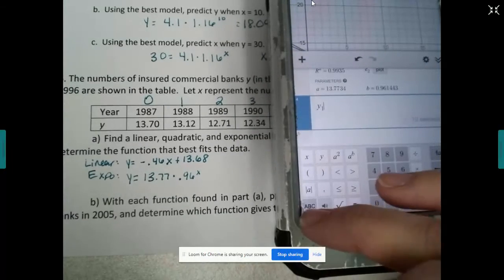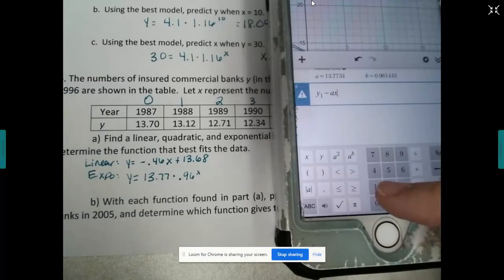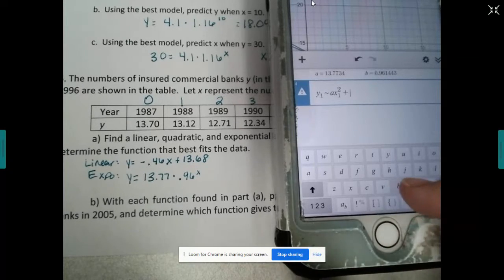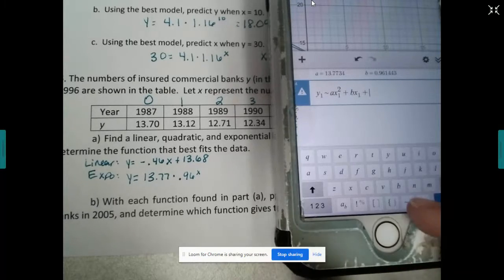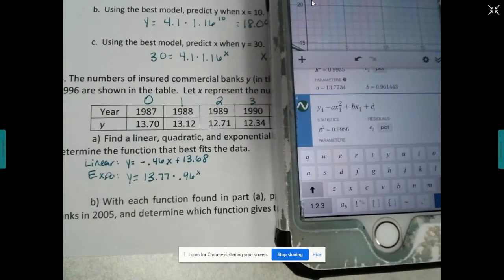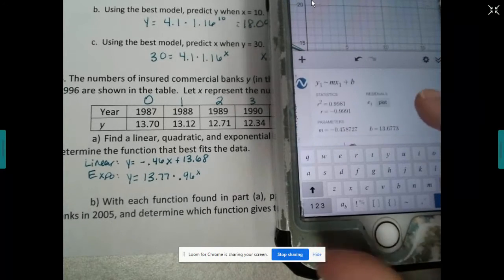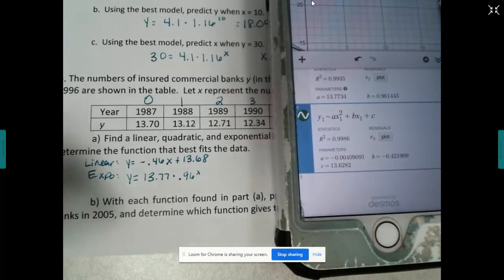So y1 squared, ax1 squared plus bx1 plus c. So this one we have an r squared of 0.9986. And so our linear was 0.9981. So really our quadratic has the higher r squared value. So let's write that one.